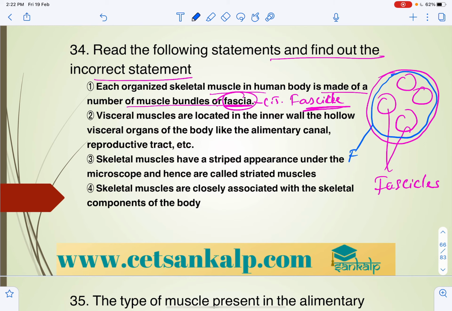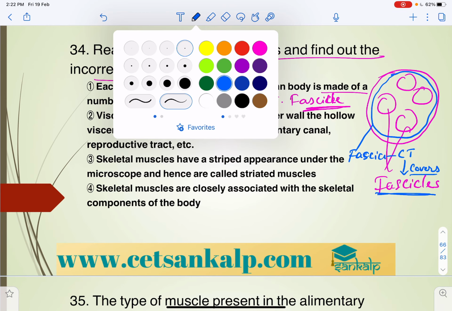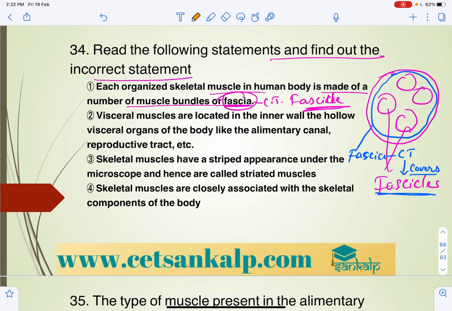Fascia is different. Fascia is a connective tissue which covers all those fascicles, the bundles. So a single fascicle is covered by, we can say, perimysium. This is perimysium, keep it in mind.